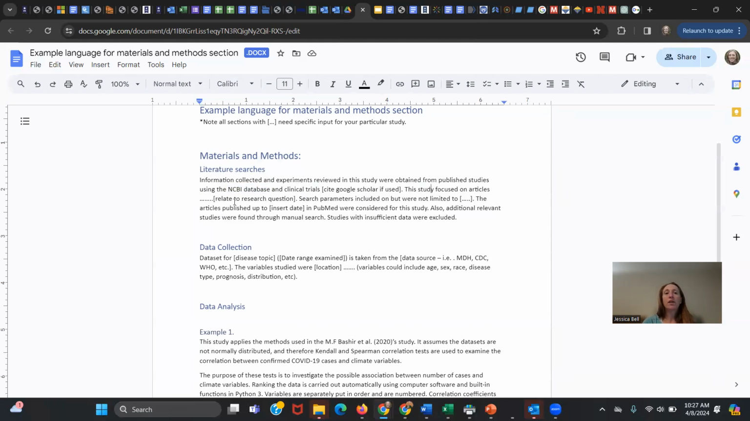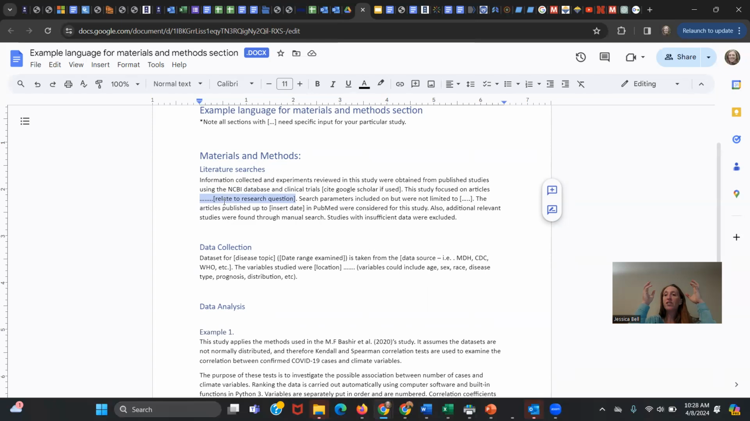The study focused on articles. Here we are going to put the study focused on articles related to, and then you say whatever your research question. So whether that be Lyme disease, colon cancer, or the growing increase in Lyme disease or colon cancer, or disparities in mental health access to communities, whatever that is, right? You're going to put that into theirs. So make it like a kind of a broad scope.